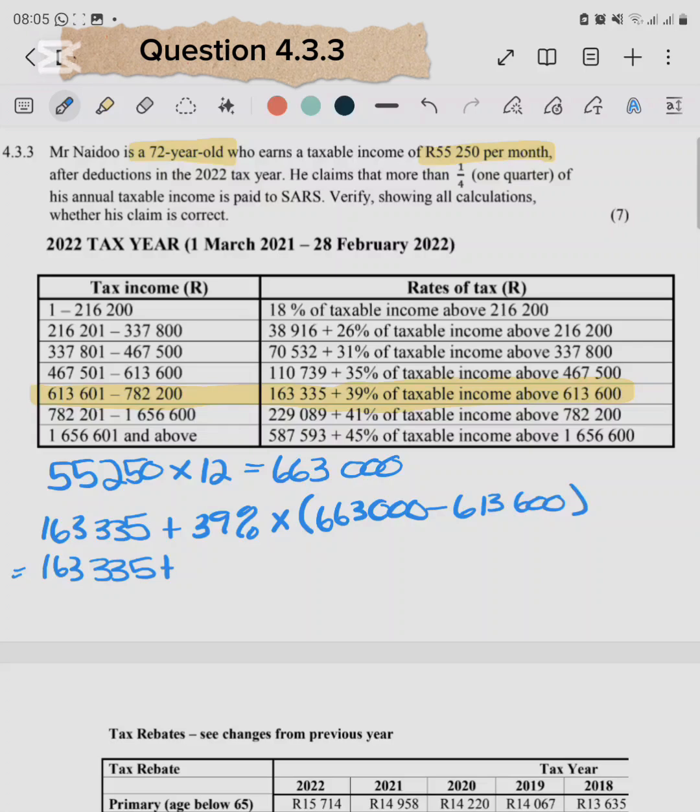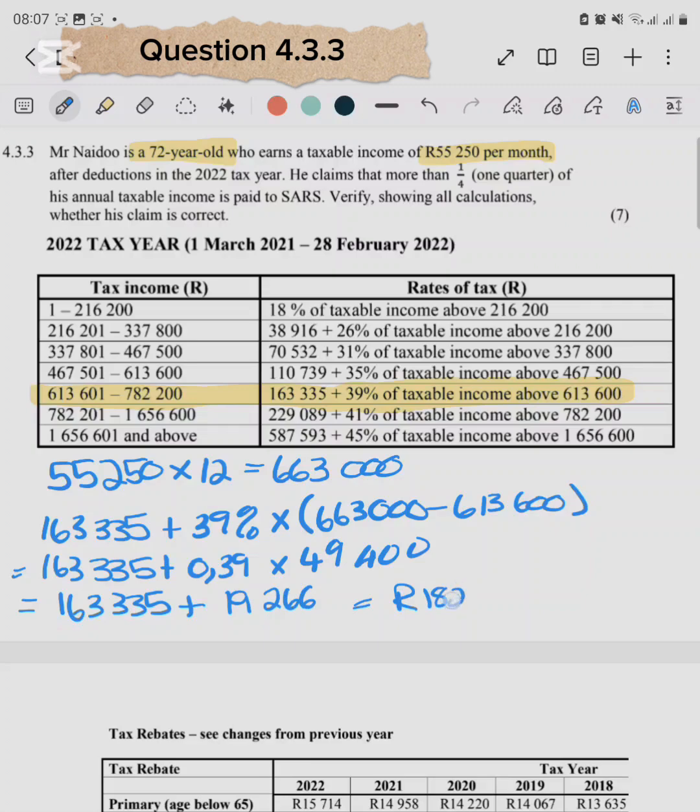When we do that and we calculate it out, firstly we're just going to do the 163,335 plus the 39%. So I'm going to write it as 0.39, it's up to you how you write it, times by 49,400. And we keep calculating: 163,335 plus, and that'll give me 19,266. And when you add that together, we're going to get to 182,601. All right, so that's the start of our tax.